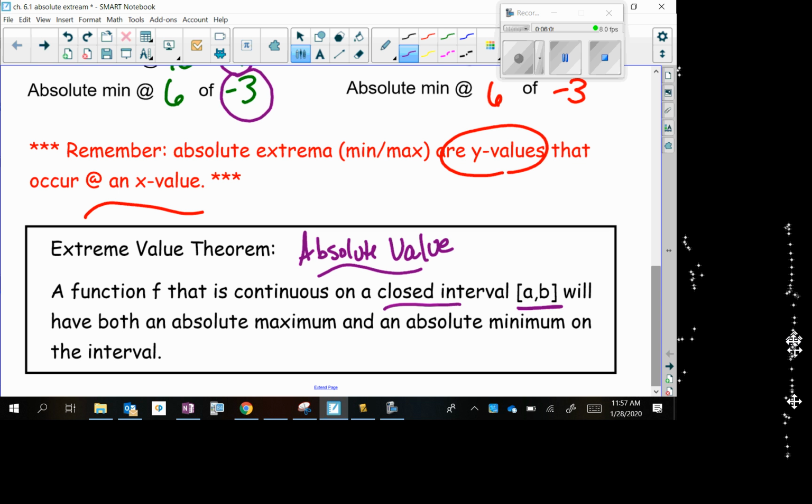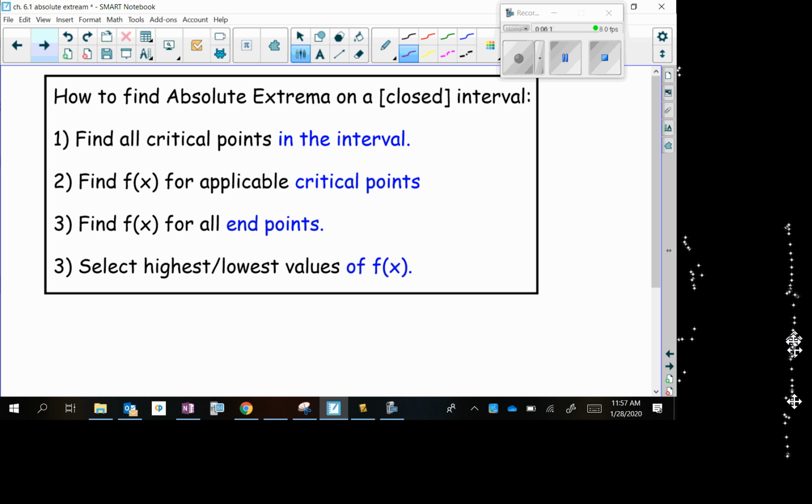Okay, so we're always going to have one. If we have a closed interval like this, we're always going to be able to find an absolute max or min, and they're going to happen at the critical points or the endpoints. So the steps we're going to use to find these sound just like last chapter. We find the critical points in the interval, but instead of finding out whether they're increasing or decreasing, we just find the y values for all of those critical points, find the y values for the endpoints, and select the highest or lowest.